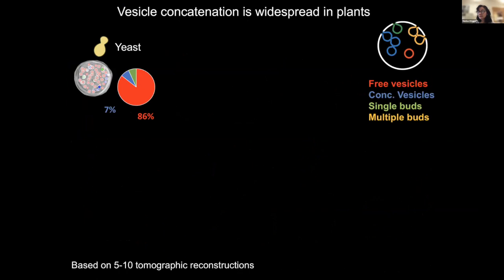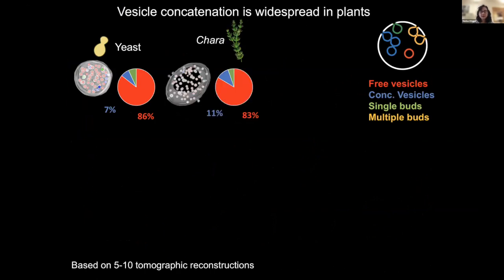of their vesicles are free. There are no multiple budding sites. There are only a few concatenated vesicles. And again, that's the traditional model. Chara is not different from yeast. 83% of the vesicles are free.